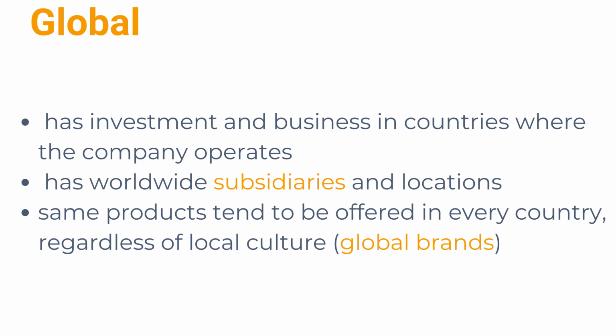Now, a global company becomes different again because a global company has investment and business in all the countries, and these tend to be on a worldwide basis where the company operates. The company probably has worldwide subsidiaries and locations, and it tends to have the same products. Think here of a brand or a product or a company like Coca-Cola. These products tend to be offered in every country, and there's very little as regards local culture and local tastes and preferences. And this is a global company.